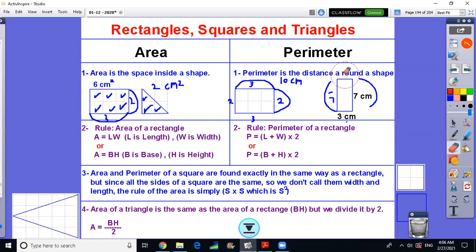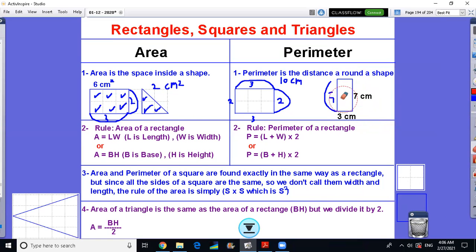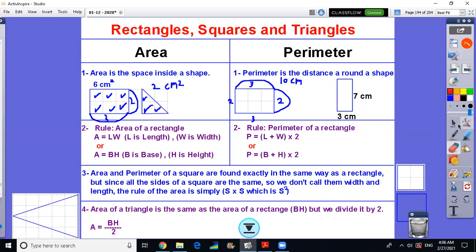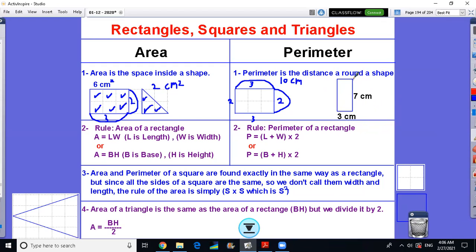If I'm trying to find the length and the area of this shape here, it's 7. The area, not the perimeter. Now I'm thinking about the area. It's the length, 7, multiplied by the width. Look at this, here is the rule. Length times width. 7 times 3 is going to be 21 centimeters squared.